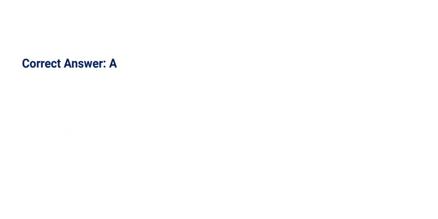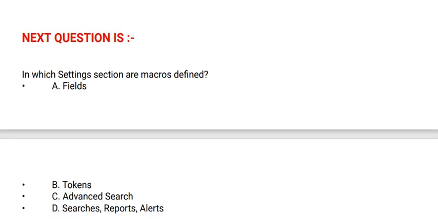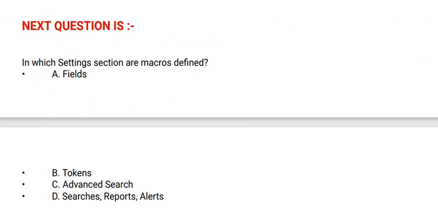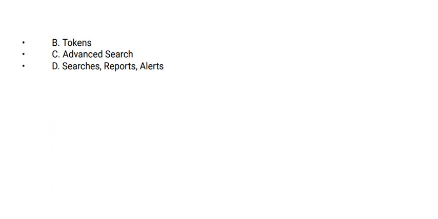Next question is, in which settings section are macros defined? Option A, fields. Option B, tokens. Option C, advanced search. And option D, searches, reports, alerts. The correct answer is option C.